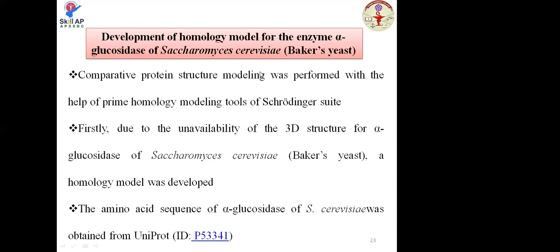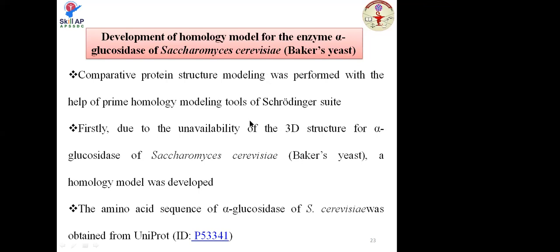For the treatment of diabetes, there are a number of targets, and many of them have their own crystal structures. That means they have their own PDB coordinates. But in the case of alpha glucosidase, there is no reported crystal structure. Then we took the challenge to develop our own model for the modeling studies.